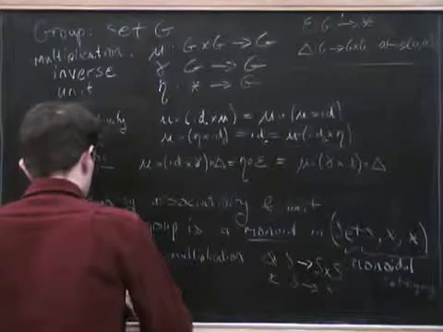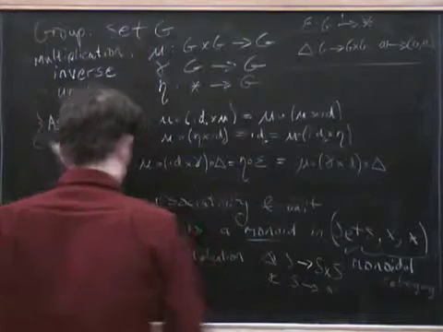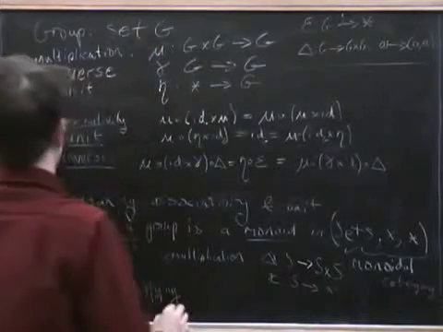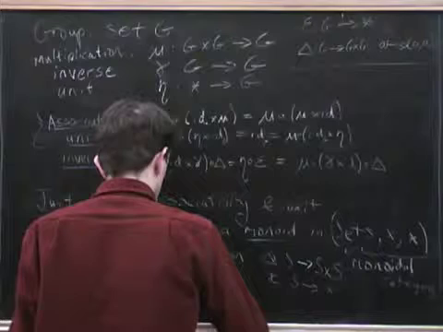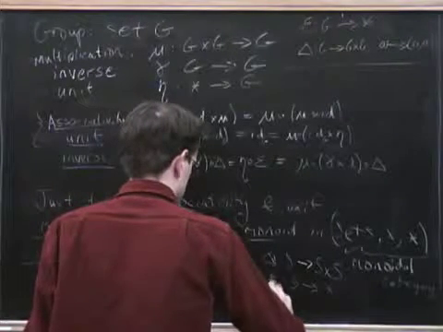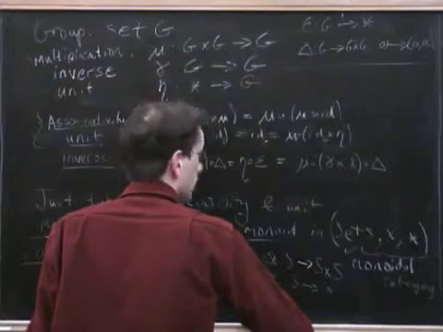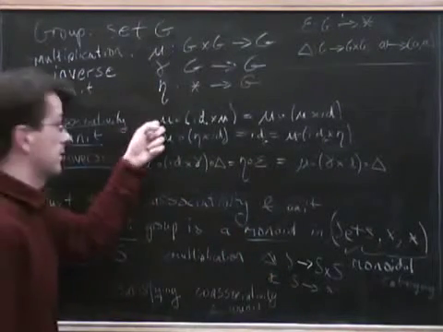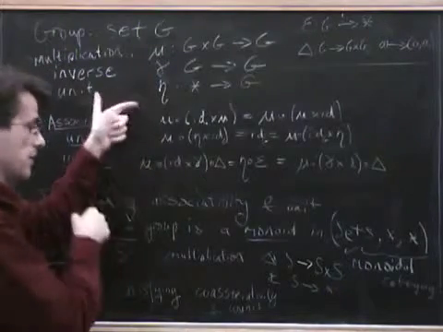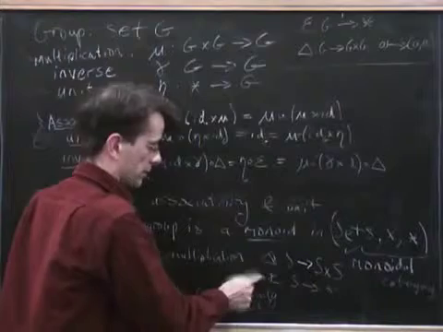satisfying co-associativity and co-unit, which are just, if you draw the commutative diagrams for these two axioms, then you just switch everything around. The multiplication becomes a co-multiplication, and the unit becomes the co-unit.